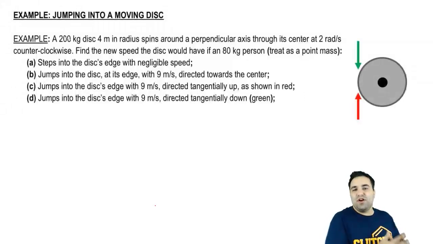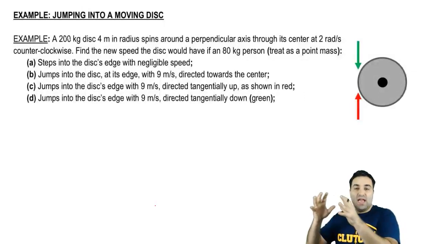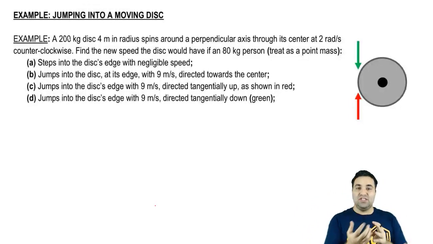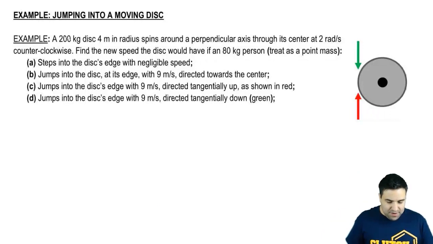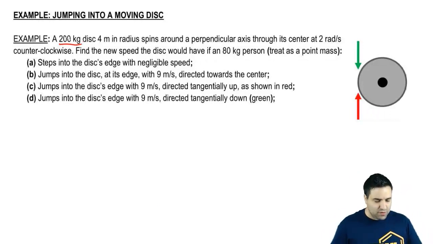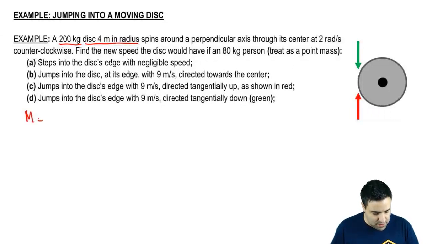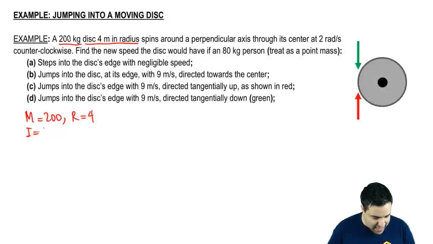Hey guys, so another common example of an angular collision problem has you jumping into a disk with an initial velocity. So let's check out a few possibilities. Here we have a disk of mass 200 kilograms and 4 meters in radius. So I'm going to say big M is 200 and big R is 4 meters. And the moment of inertia of a disk is half MR squared, same as a solid cylinder.